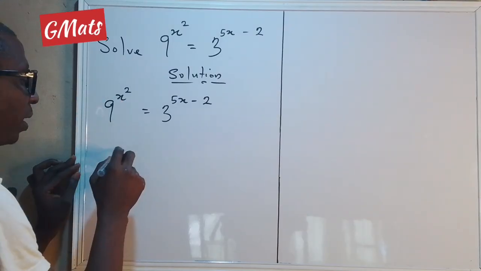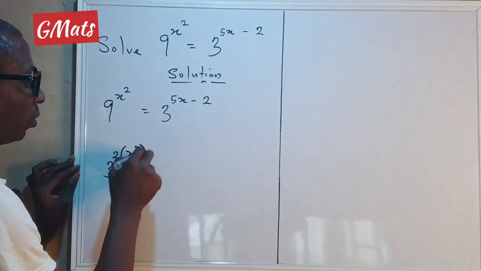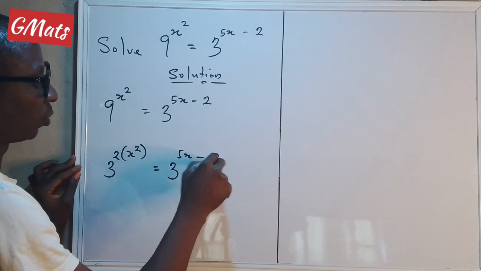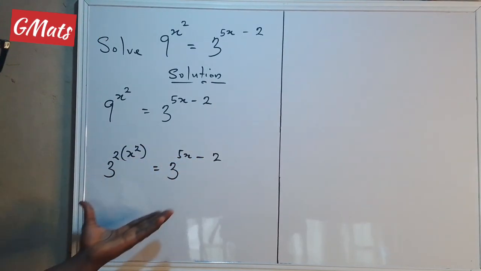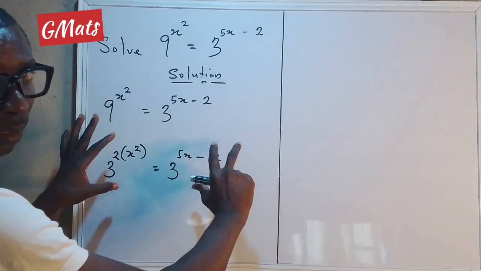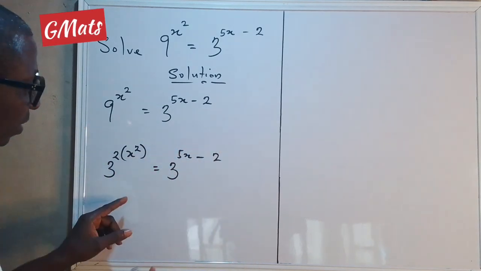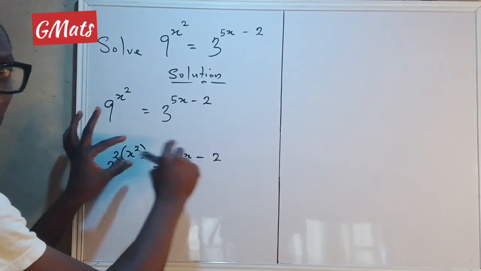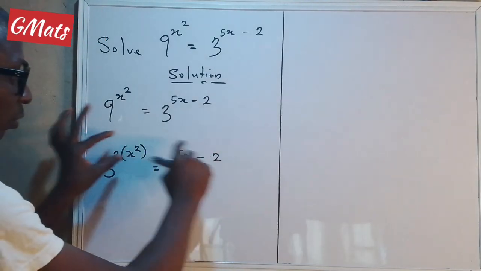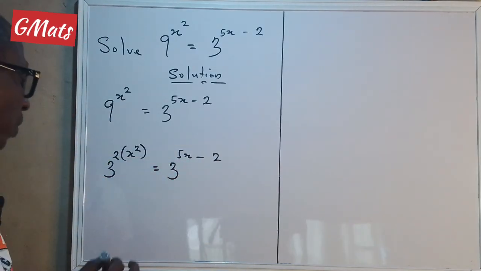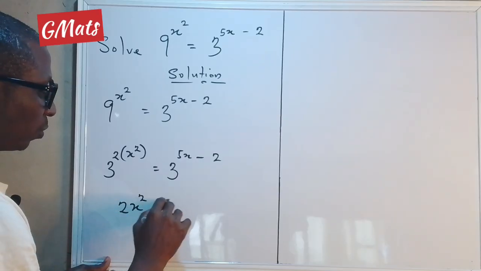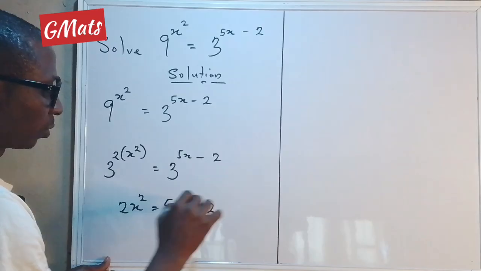Now we already have a power here. That's (3^2)^(x^2) = 3^(5x-2). Alright, now look at this. You can see they have the same bases. So if these two expressions must be equal, that means the powers must be equal as well. Since the bases are equal, the powers must be equal. So we equate the powers. So we have 2x^2 = 5x - 2.